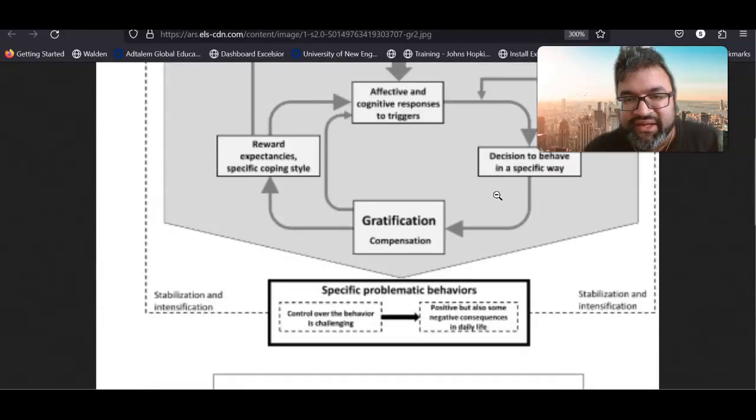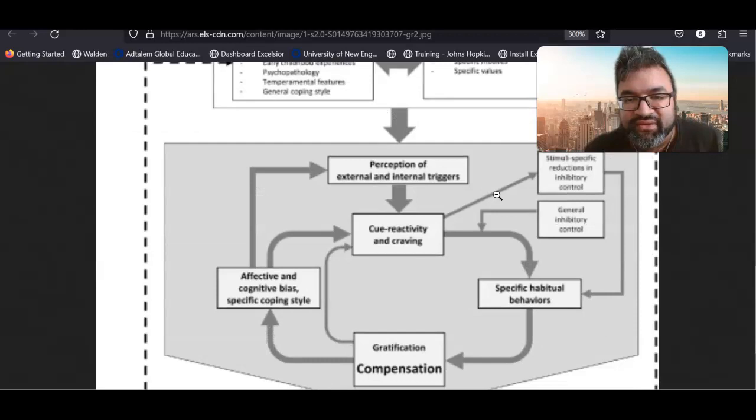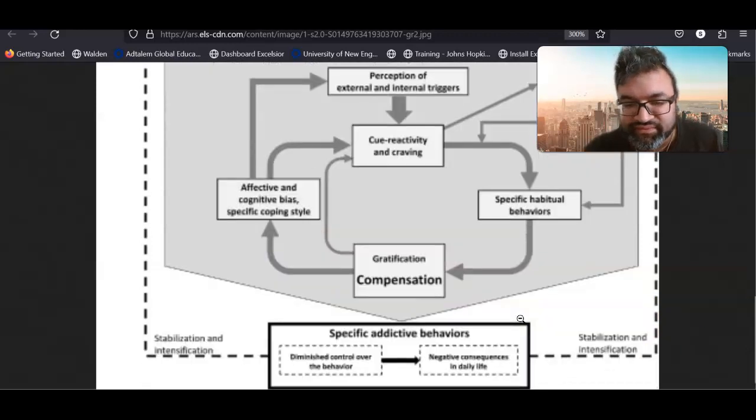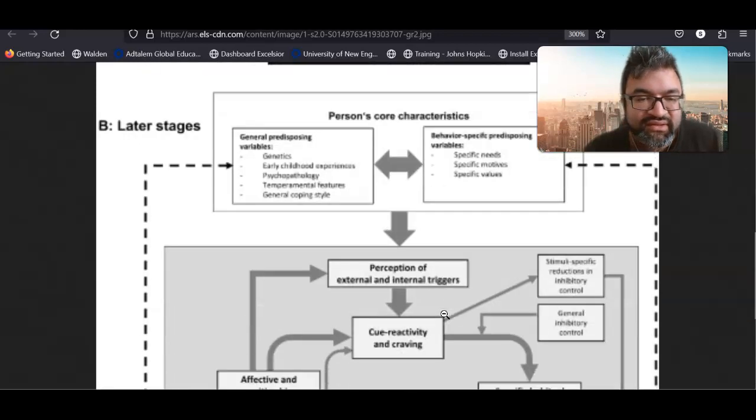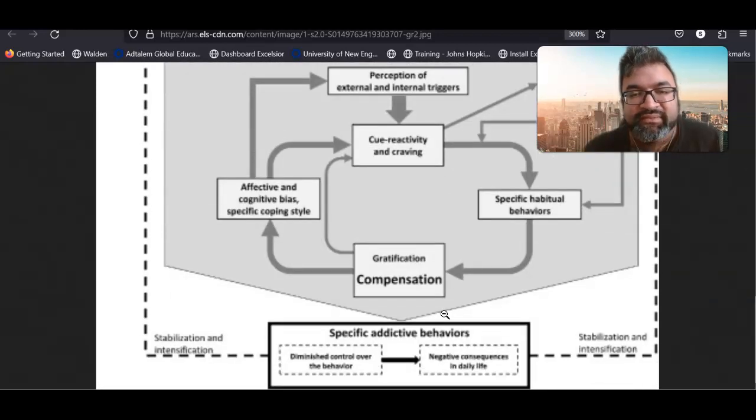Before it was affective and cognitive responses to triggers. However, the craving now is present later. And then specific habitual behaviors are actually influenced by stimuli-specific reductions in inhibitory control. So then there is the compensation, gratification, and affective and cognitive bias by specific coping style. Stabilization and intensification is going on in the chronic later stage as well.